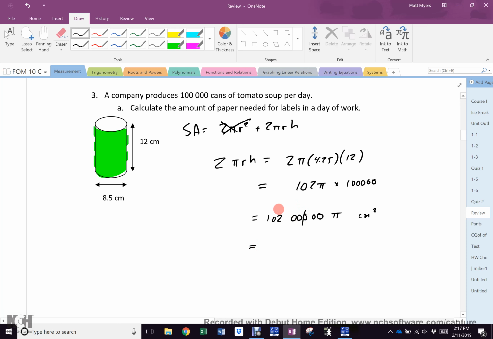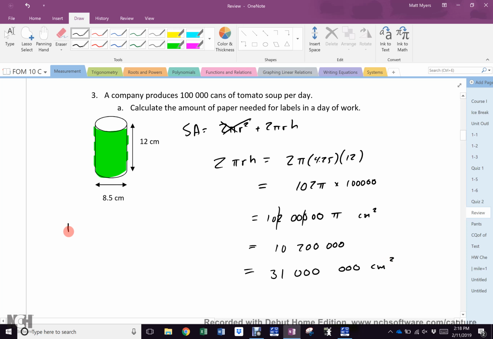10^2, it is 10,200,000 times about 3, right? So I'm happy to say, who cares, 31 million centimeters squared, yes? Now, would we measure our classroom in centimeters? No. That would be idiotic. What would we measure our classroom in? Meters. So this is not any help to us.